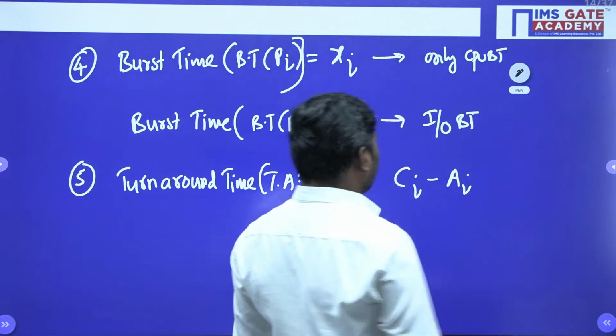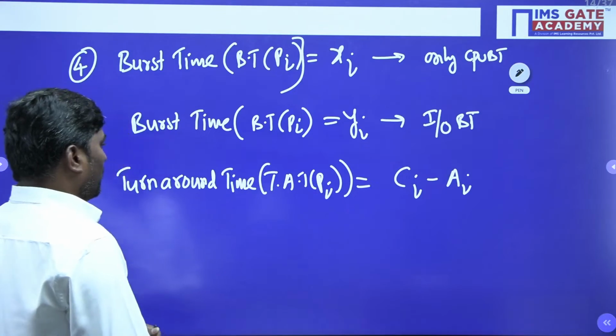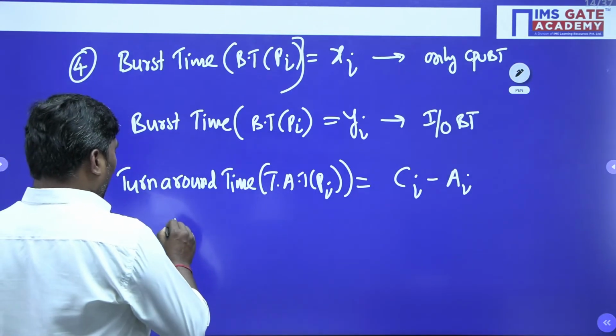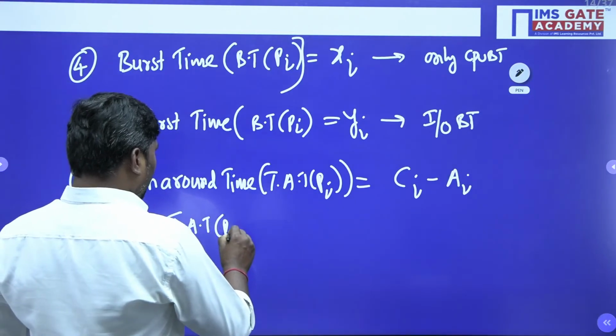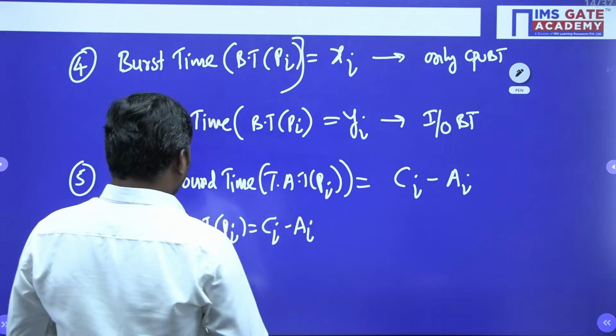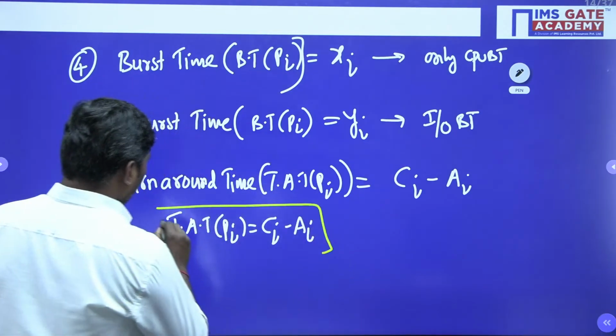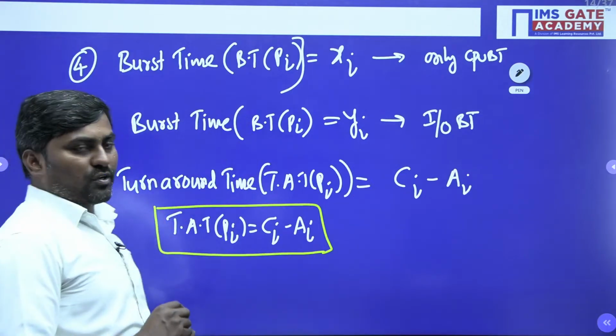Can I write it, all of you? So, simply, if you want to write it: TAT of process Pi equal to Ci minus Ai. Just the simple form, you can also write like this. Okay. Clear? So, note it down.